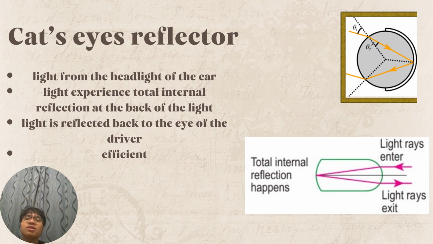Okay, so apa nak cakap is lampu yang daripada kereta korang tu masuk dalam benda ni and experience total internal reflection and dia reflect balik dekat mata driver. Okay, sebab tu lah korang nampak benda tu bersinar. Kalau tak, so maksudnya kalau tak ada lampu, tak adalah benda tu bersinar. Okay, so that's why benda ni efficient since dia tak guna elektrik. Kalau kita nak compare dengan guna lampu jalan yang pakai elektrik tu.